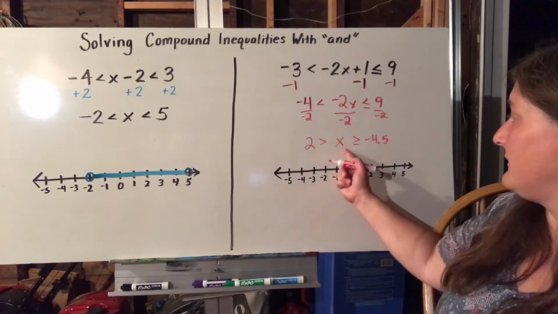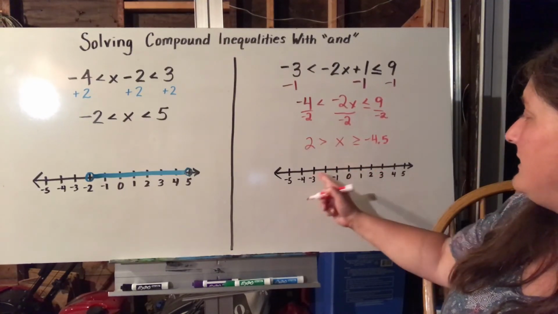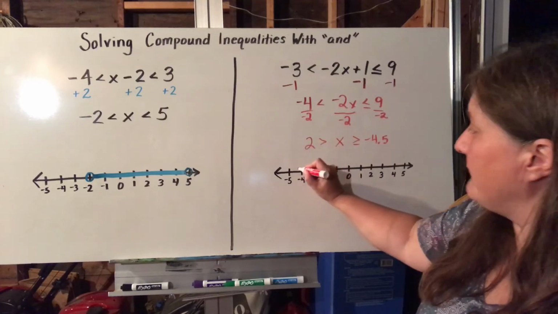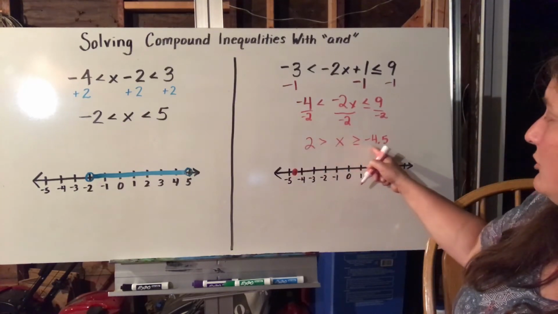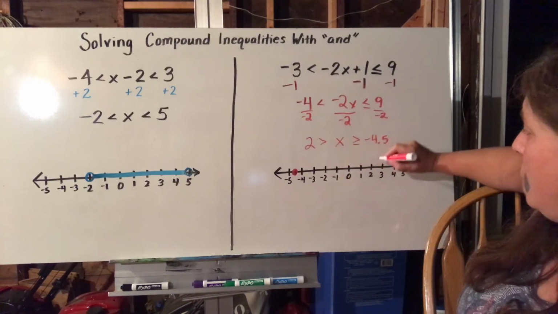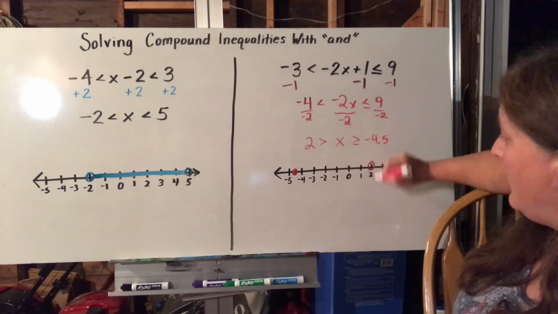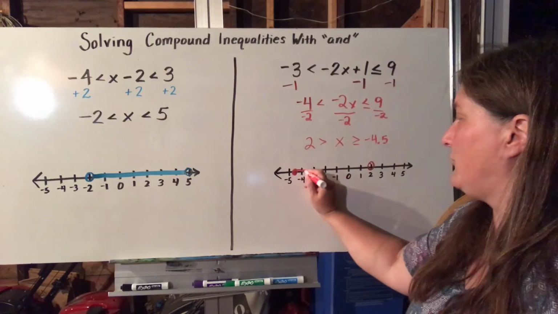So basically x is between 2 and negative 4.5. I'm going to have a closed circle here at the negative 4.5 because it could be equal to negative 4.5, and an open circle at 2, and x can be anything in between those two numbers.